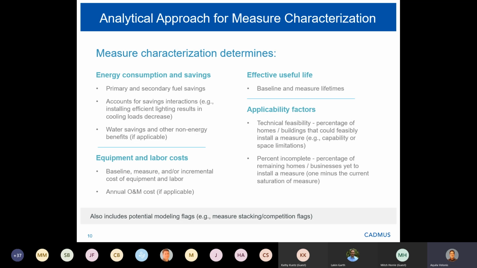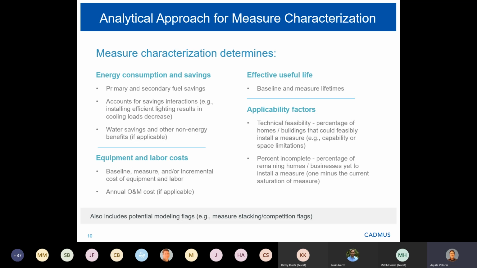In addition, we also include what we call percent incomplete. That's the percentage of remaining homes or businesses that are yet to install this energy efficiency measure. One way of thinking about it, it's 1 minus the current saturation of the measure. So let's say an Energy Star refrigerator, 25% of the population already has an Energy Star refrigerator. So the percent incomplete would be 1 minus 25%, so 75% of the remaining population could still install this measure.